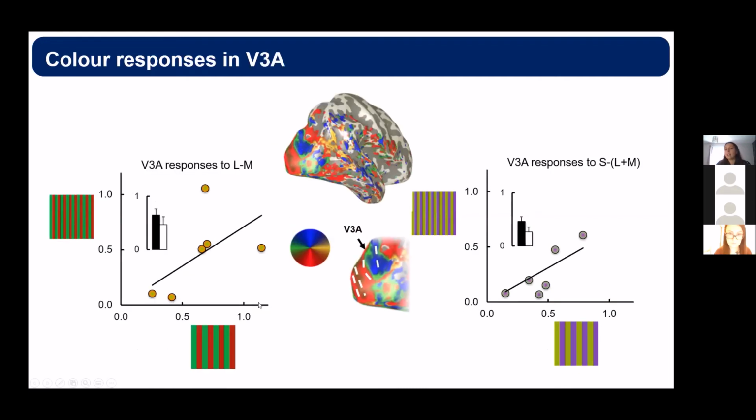In V3A, our correlations are not as strong and the responses to colour are generally lower. There is also a much lower effect of changing the spatial frequency in this S-cone condition. So responses are less aligned with behaviour in this area. However, we are still finding significant effects of colour in V3A.